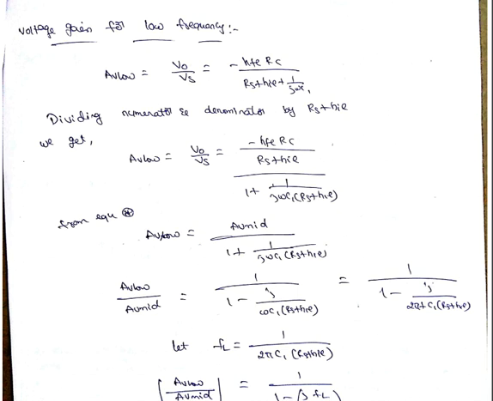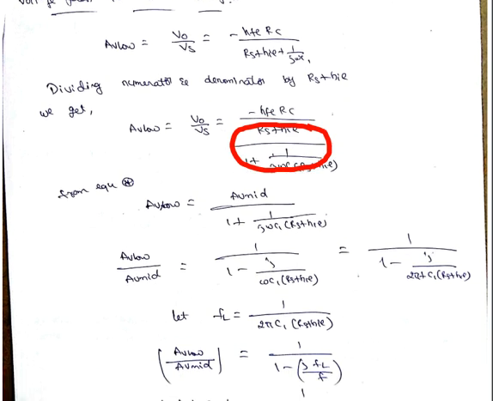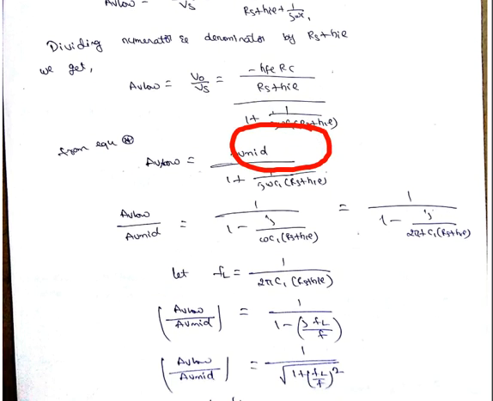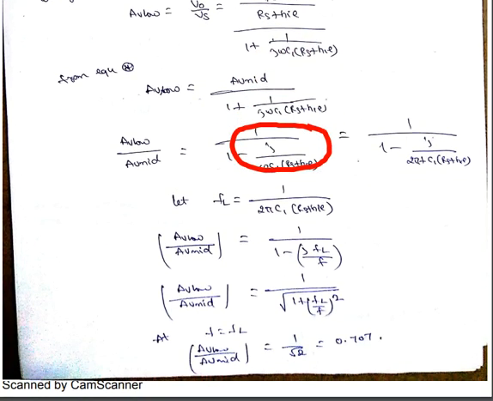So after dividing this numerator, that is hfe RC by (RS + hie), this is equal to the AV mid. So AV mid over 1 + jωC1(RS + hie), and here the 1 by j is there, which we have to bring to the numerator as a minus j. So we are getting this expression: AV low by AV mid equal to 1 by 1 minus j 2πF C1(RS + hie).